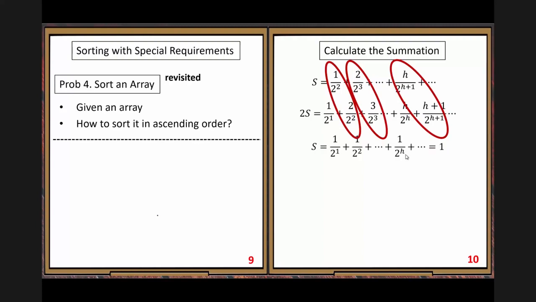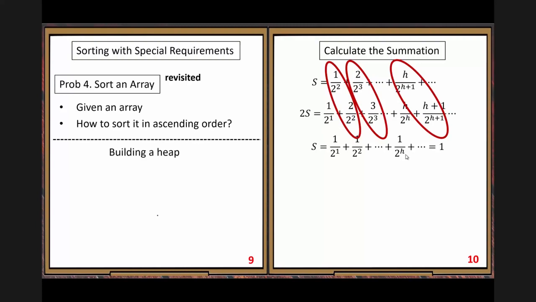Take the subtraction. Okay? So then the summation, S equals 1. We use the limit. We calculate the limit of the summation. It's 1. Okay?